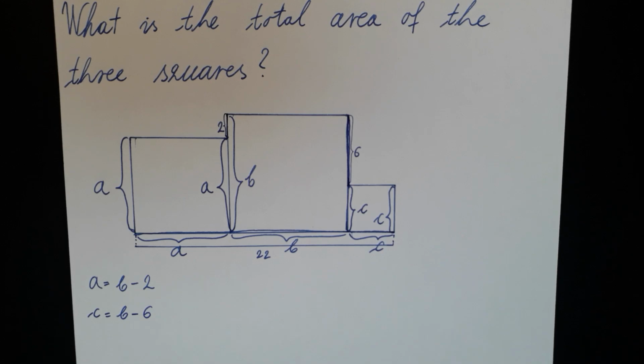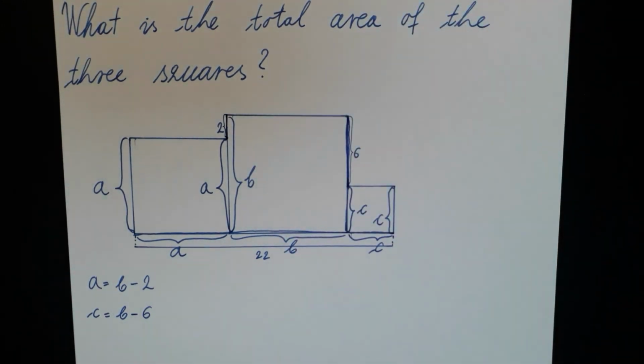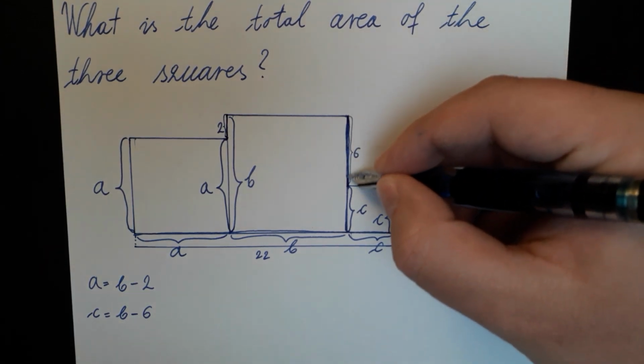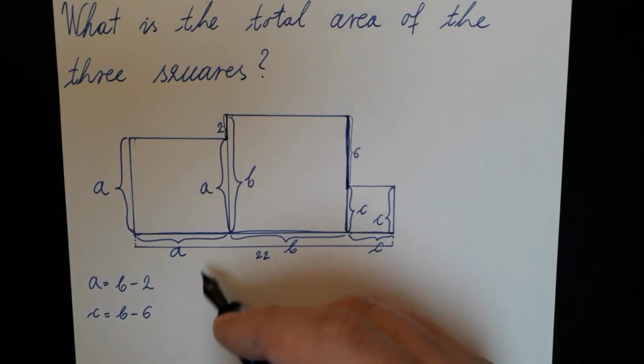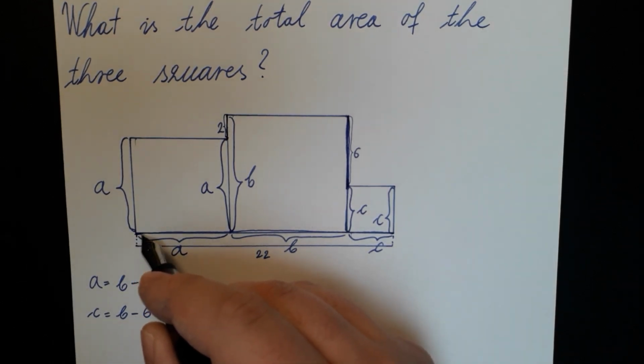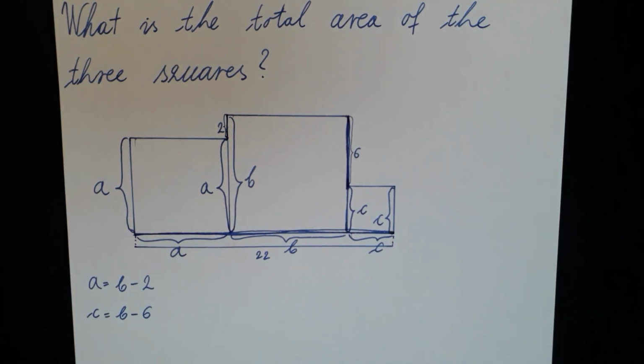At this point, we have the length of the sides of all these three squares in terms of B. We have used the information that this part here has the length of 2. And we have used this information that this part right here has the length of 6. The only information that remains to be used is this one here, which states that the length of this entire part here is equal to 22.